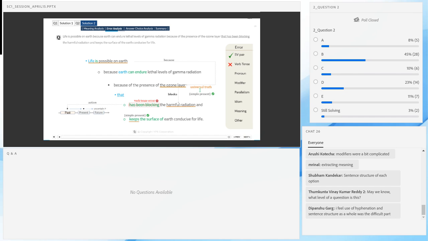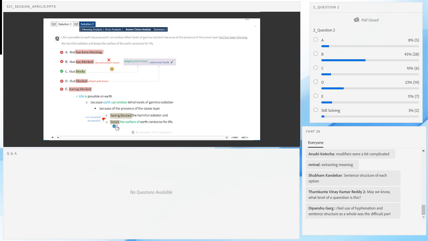Every question has the corresponding sentence structure. Not only choice A, every answer choice, wherever applicable. For example, with choice E, we did not simply say that this is not parallel. Choice E, having blocked and keeps, is not parallel. We actually showed you what it means for it to be not parallel. Why are we saying that they are not parallel? When you see the why visually in front of you, all of that gets cemented in your head.